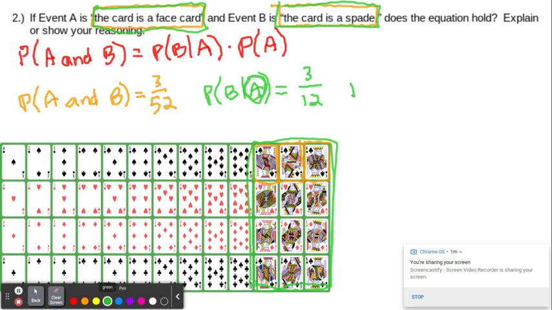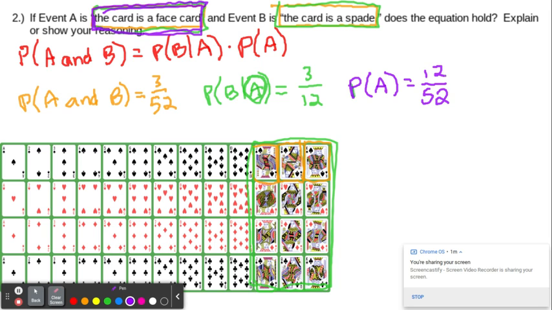And then the last thing we do, let me switch up my colors here. The last thing we do is we find the probability of event A happening by itself. Well, event A is that the card is a face card. So out of a standard deck of cards, there's 52 of them. How many of them are face cards? Well, there's 12. I already have those highlighted in green.